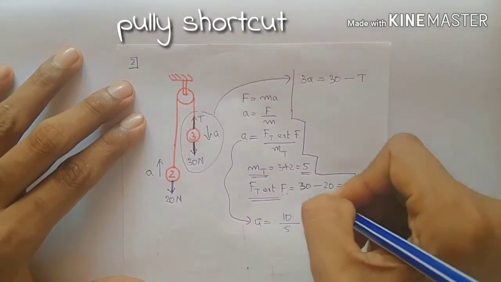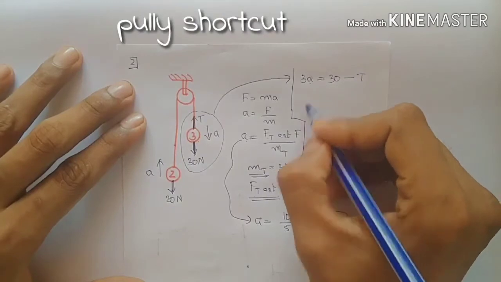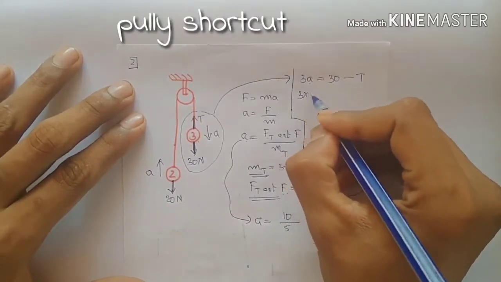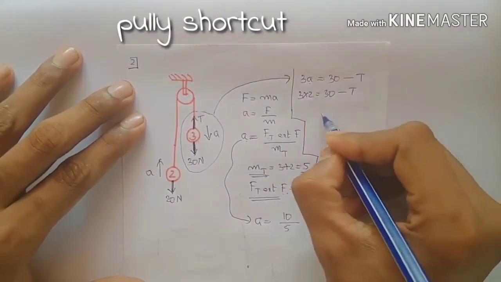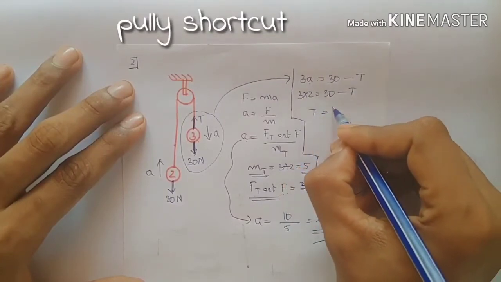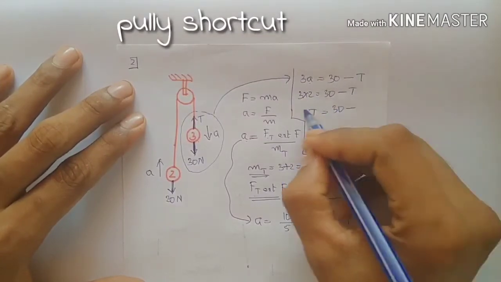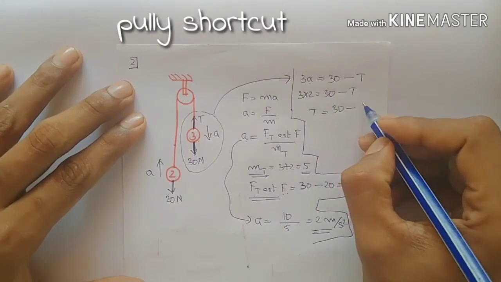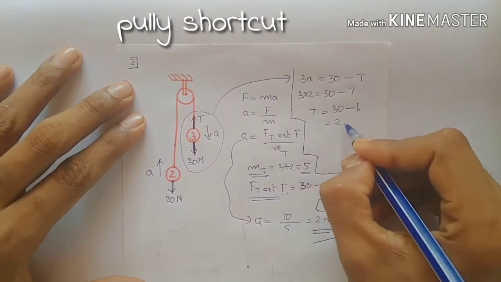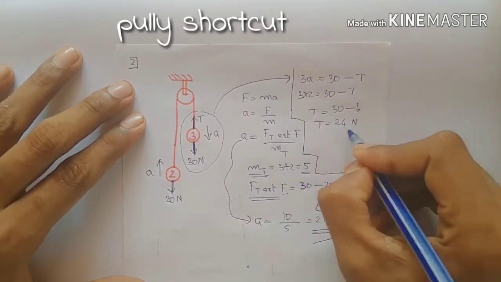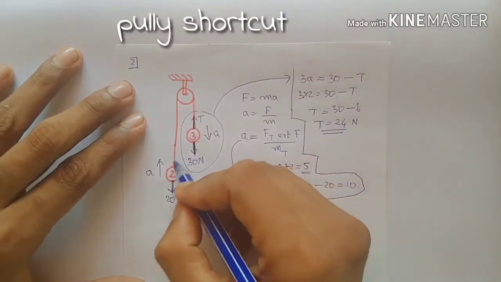Then let's substitute the values. We know acceleration is 2 meter per second square. Therefore, 3 into 2 is equal to 30 minus T. Minus T is taken to the side. T is equal to 30 minus 3 2s are 6. Therefore, 30 minus 6, that is 24 Newton. This is our tension. The tension on the string is 24 Newton.